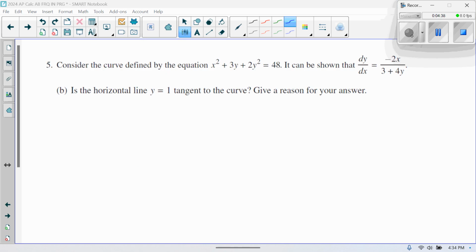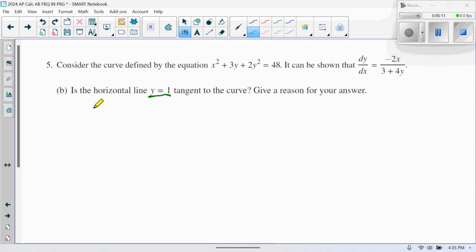Okay, 5b. I could see how there will be a lot of questions here. Let's just read this, and I'm going to explain my rationale behind how I solved it. I'm sure maybe someone solves it a different way, but I like to think mine is simple enough once you visualize it. 5b reads, is the horizontal line y equals 1 tangent to this curve? Give a reason for your answer.